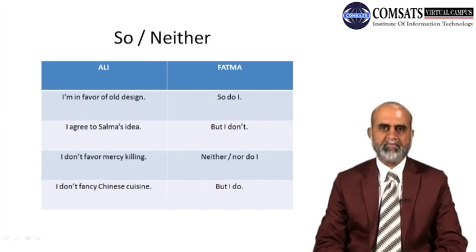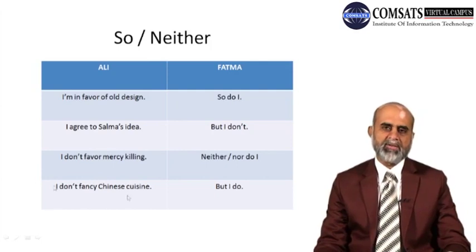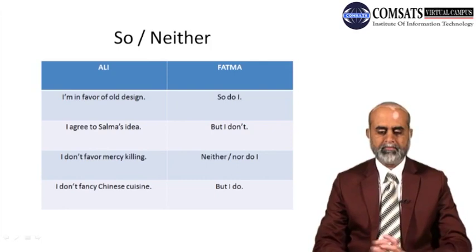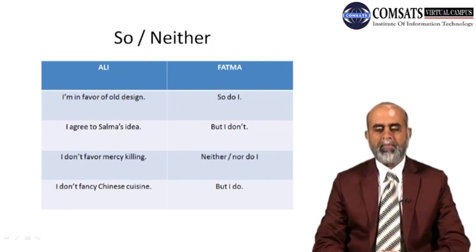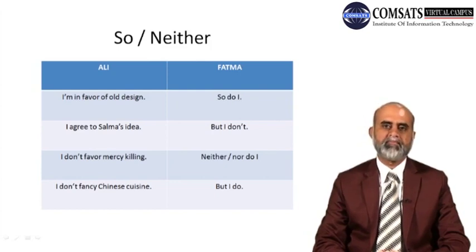Okay. I hate smoking. If you agree with me, you can say so do I. I hate smoking. I hate one-wheeling. I don't like corporal punishment. All right, very good. Now I'm going to make some negative statements. I don't like corporal punishment. If you agree with me, you will say neither do I or nor do I.